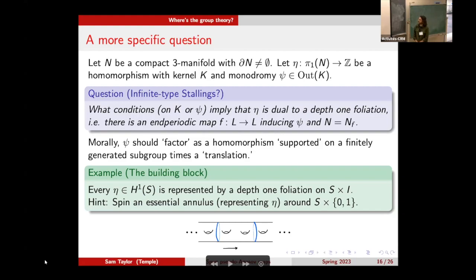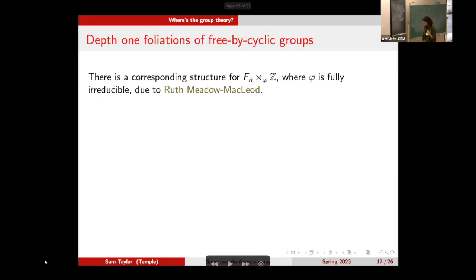Okay, so before I end this side story to the talk, you might ask, well, why would you want this, right? You have this story of a three manifold with a depth one foliation. Why would you want an interpretation in terms of group theory? Well, it's because there's a really similar story for depth one foliations, or what you could call depth one foliations of free by cyclic groups. So this is a similar structure that was discovered by Ruth Meadow McLeod. I'm not going to do this justice, but if you have questions, she's here and you could ask her.